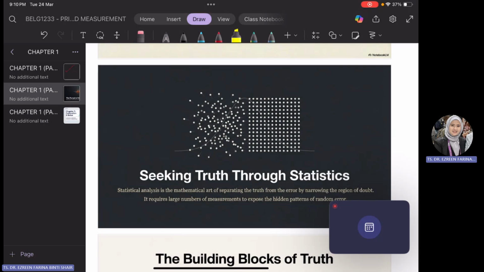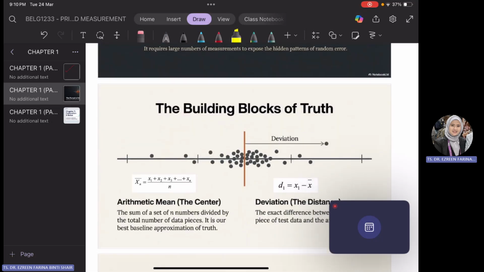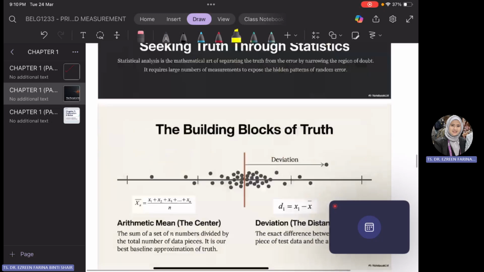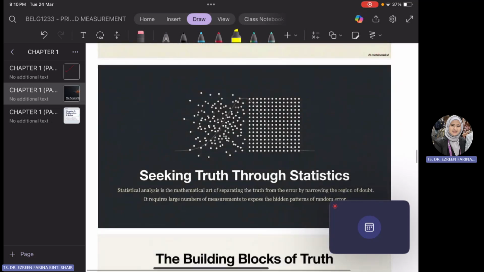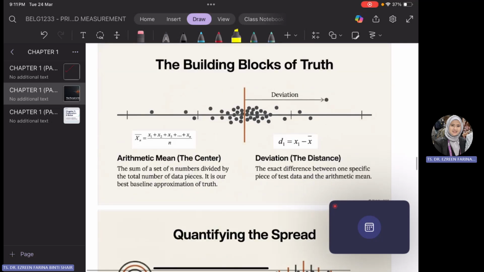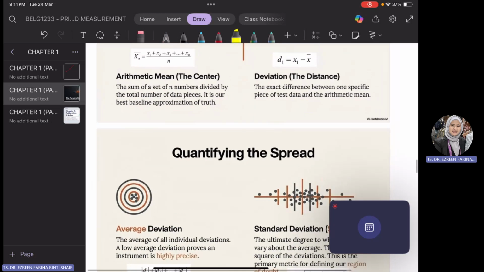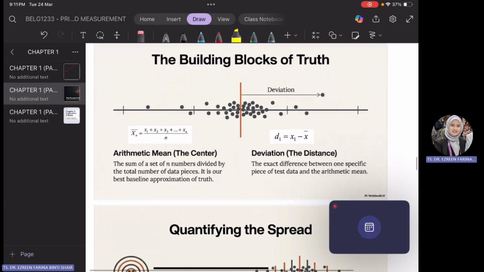Okay, the next part, we will look into the statistical analysis for measurement. When we do measurement, it is good if we can use statistical analysis to see what happens in the data. We have several statistical analyses.